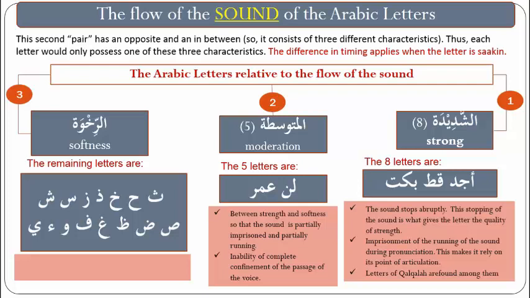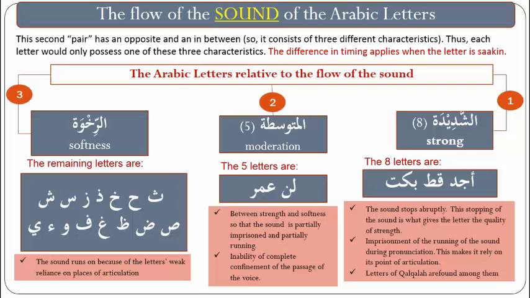Inability of complete confinement of the passage of the voice, so the voice does not stop completely. Al, an, a, aw. In these letters, the sound runs on because of the letters' weak reliance on places of articulation. Ath, ah, akh, adh, az, as, ash. The sound of the letter runs, the breath flows also. The breath would flow, but also the sound runs on.